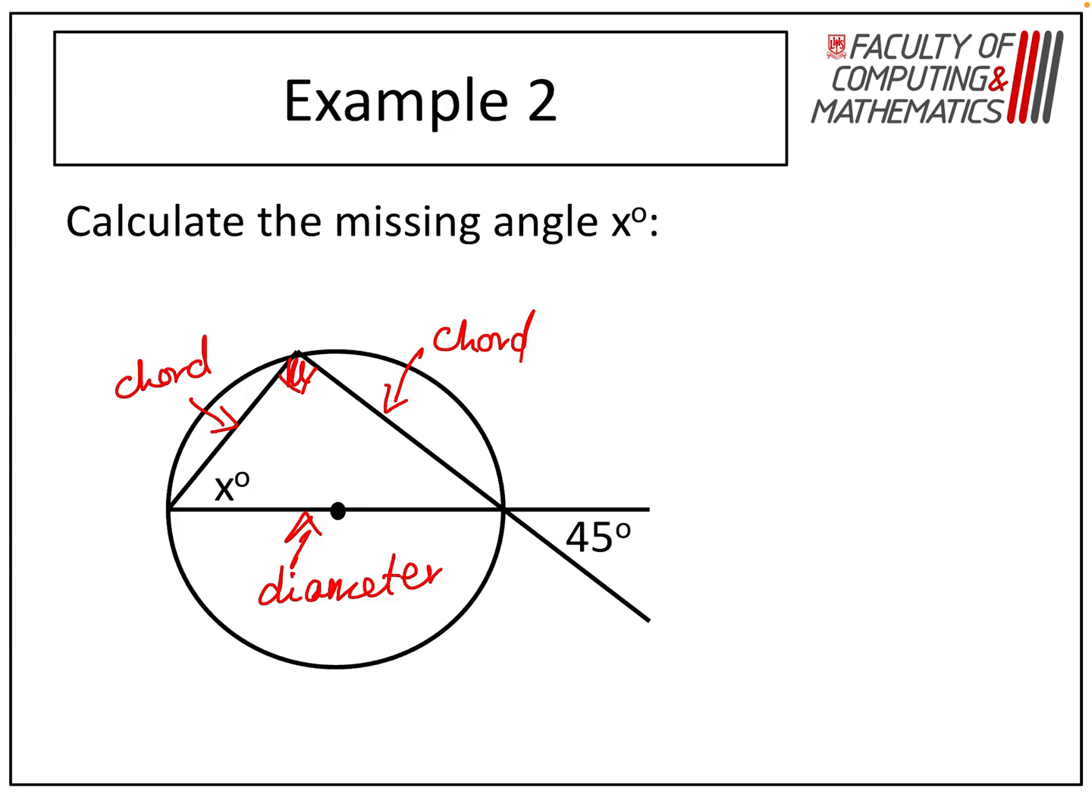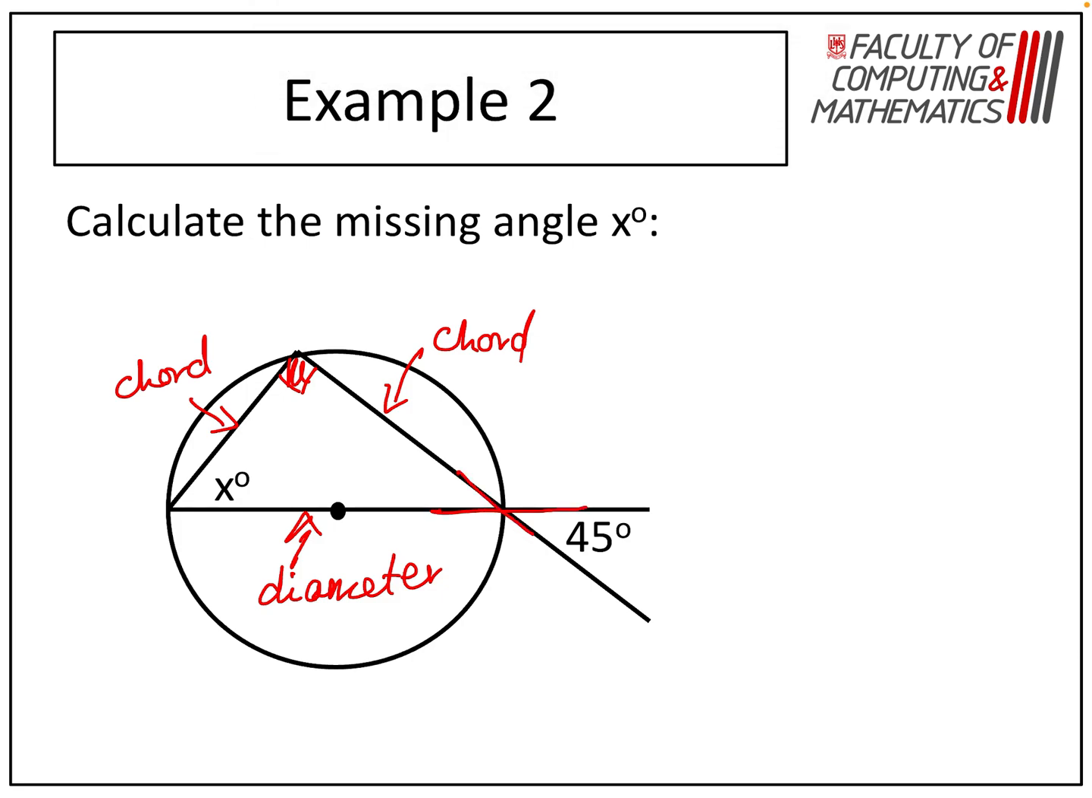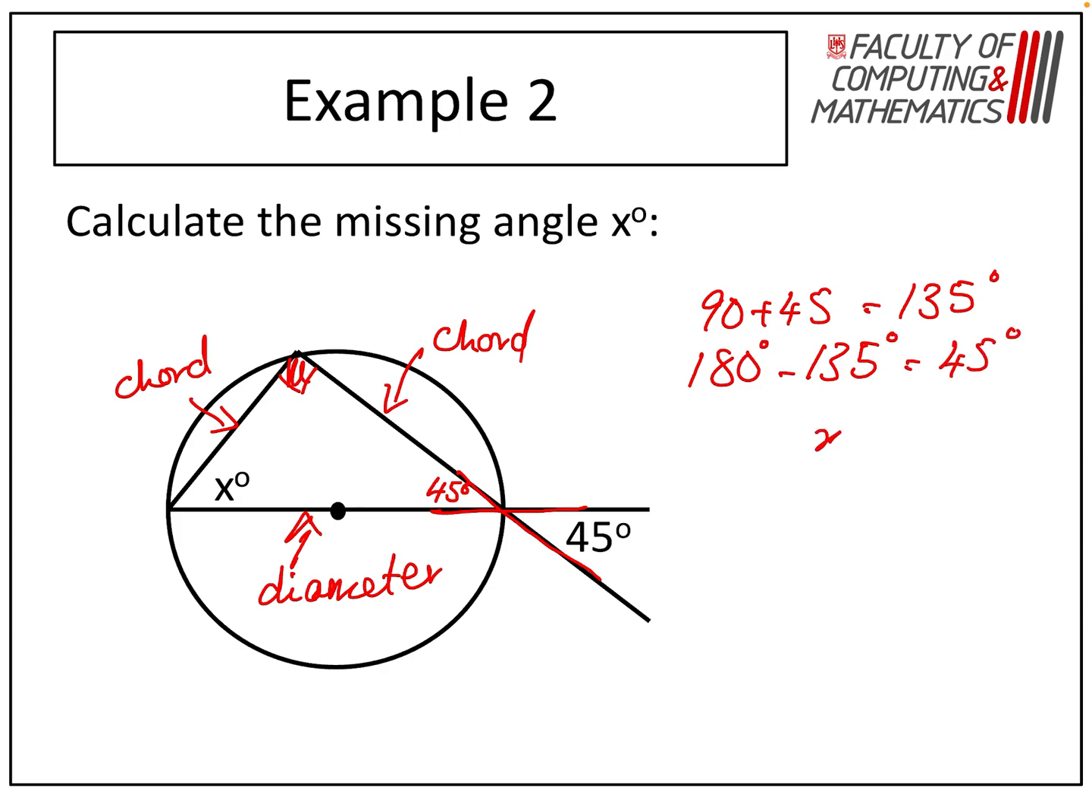Okay, now this is a vertically opposite angle over here. So that gives us this 45 degrees in there, and that's what we need, because those two have to be exactly the same. So then we'll add the 90 plus the 45 to give 135 degrees. And then angles in a triangle add up to 180 degrees, so we'll do 180 minus the 135 to give me 45 degrees as that missing angle.